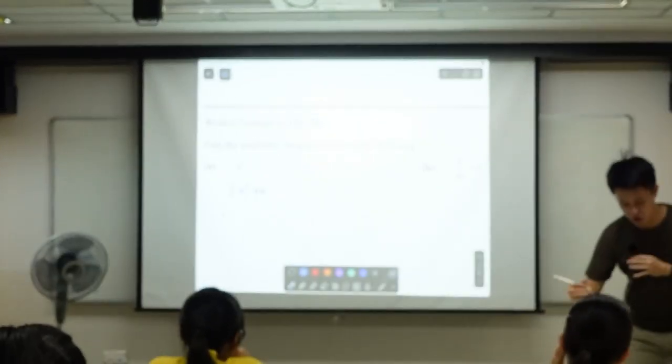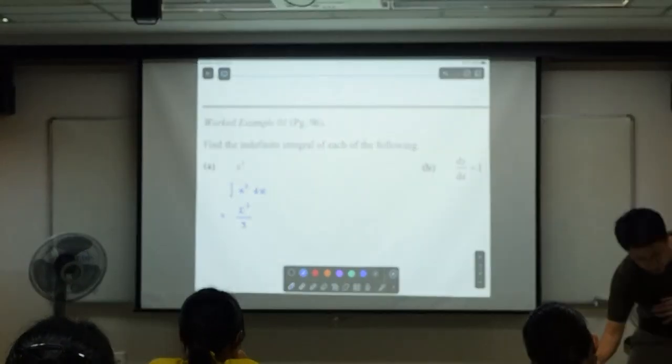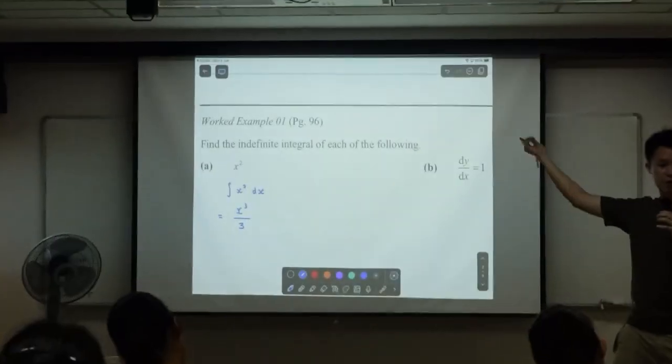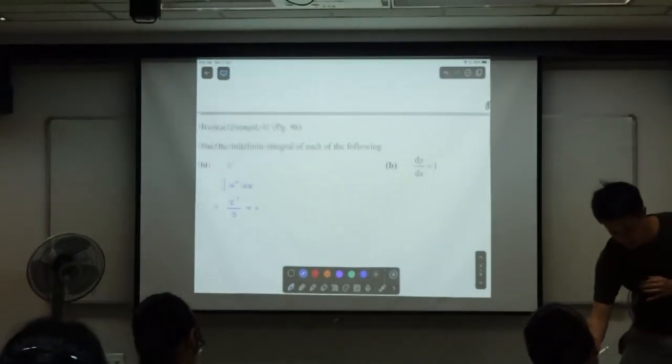So to integrate this straightforwardly, x cubed divided by 3. Why 3? The new power is 3. Then add the plus c. Quite straightforward, nothing too difficult.